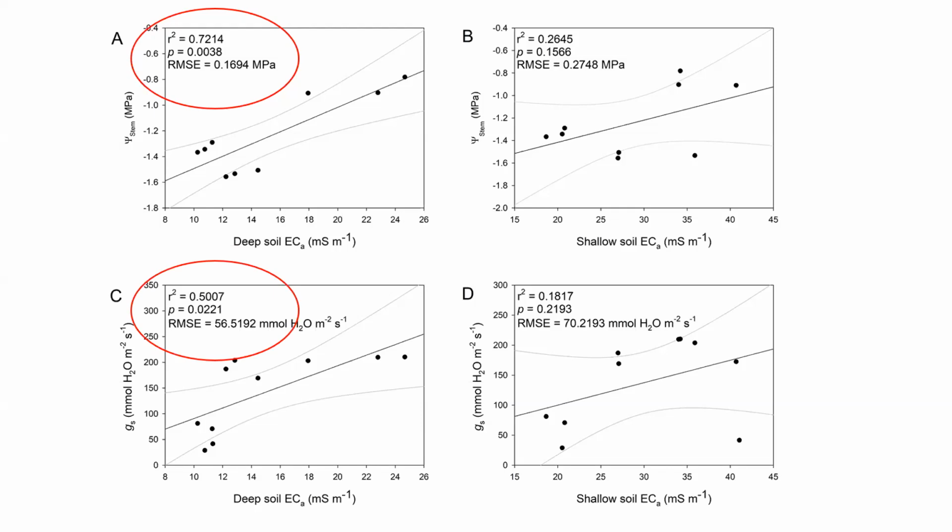And a similar relationship was observed between the deep soil ECa and stomatal conductance, like in the circle. We saw an R-square of 0.5 and a p-value of 0.02. However, the relationship between the ECa and the stomatal conductance, again, was not as close or as significant in the shallow soil layer. So the deep soil sensing can really give us the plant water status estimation.